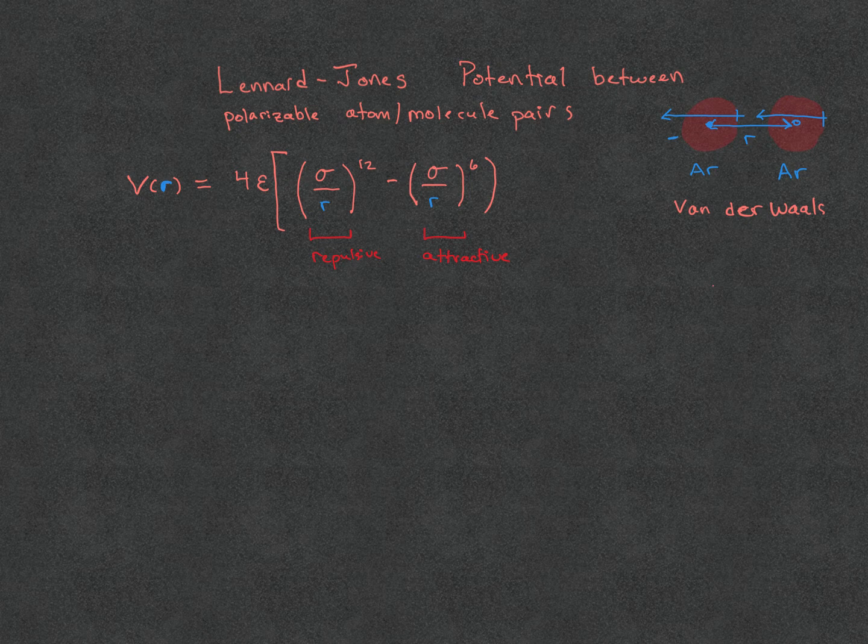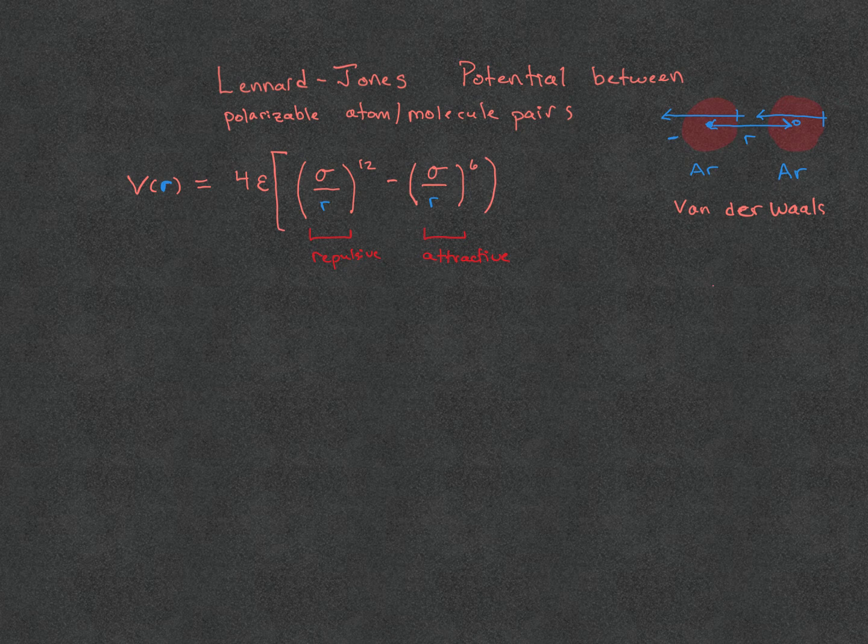So the first term accounts for the repulsive part, the second term accounts for the attractive part, and they dominate in different regions, at different values of R. So at very small values of R, the repulsive part takes over. At very large values of R, the attractive part takes over. As at very large values of R, of course, because R is in the denominator of both of these terms, once again, we're going to see that the potential approaches zero from below.